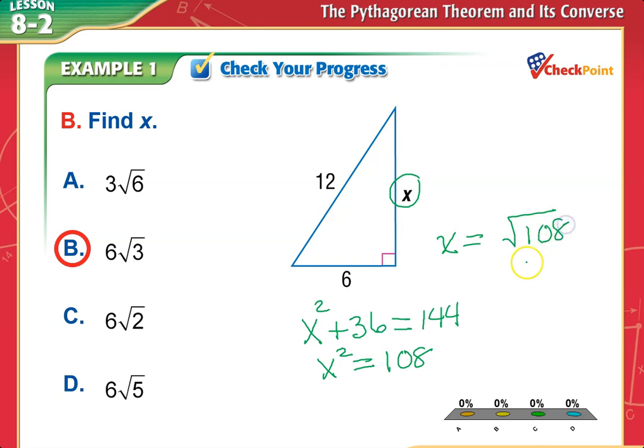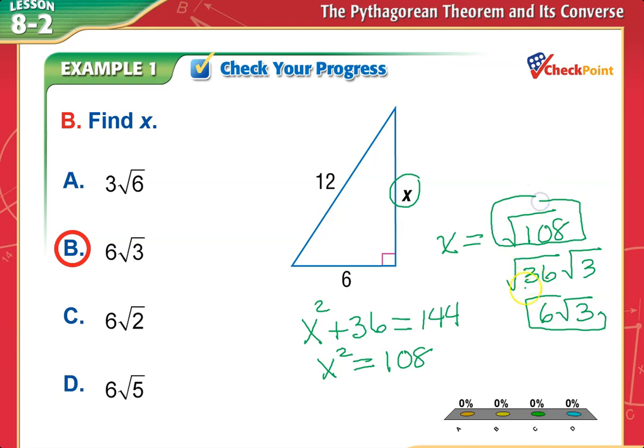Okay, now you may wonder how they got 6 times root 3. Well, 108 is the square root of 36 times the square root of 3. And the square root of 36 is just 6, so it reduces down. So either answer is correct. So 6 root 3 would be an answer, or square root of 108. But 6 root 3 would be considered the reduced answer.